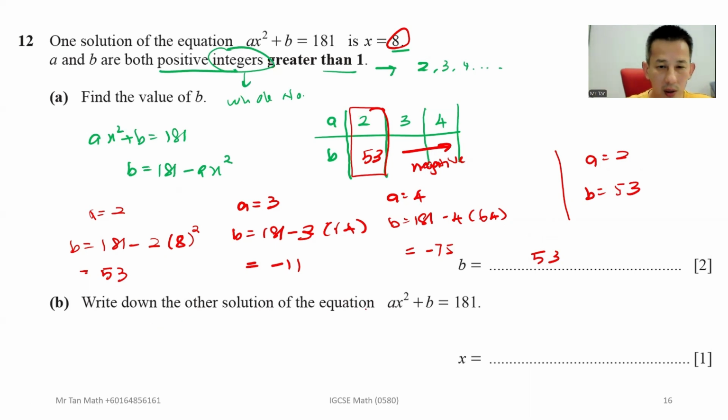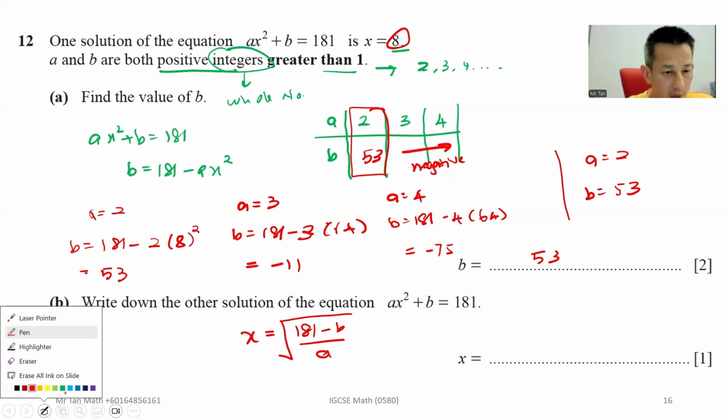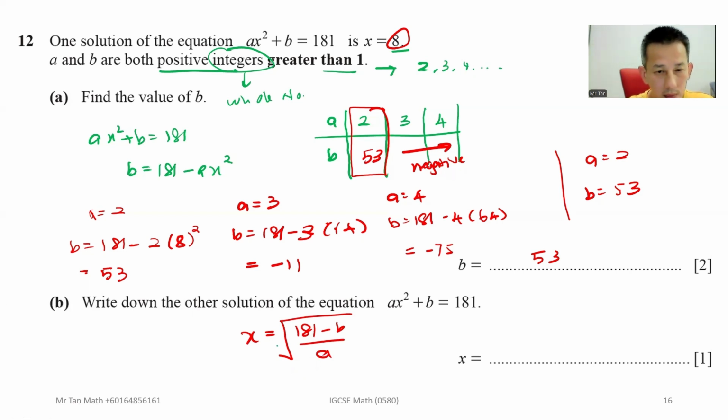Next, write down the other solution of the equation ax squared plus b equal to 181. Since it is only 1 mark, just take the negative. Because of the square here, when you solve, you get x equal to the square root of 181 minus b over a. The square root will give you a plus or minus. So since it's 8, the other one should be negative 8.